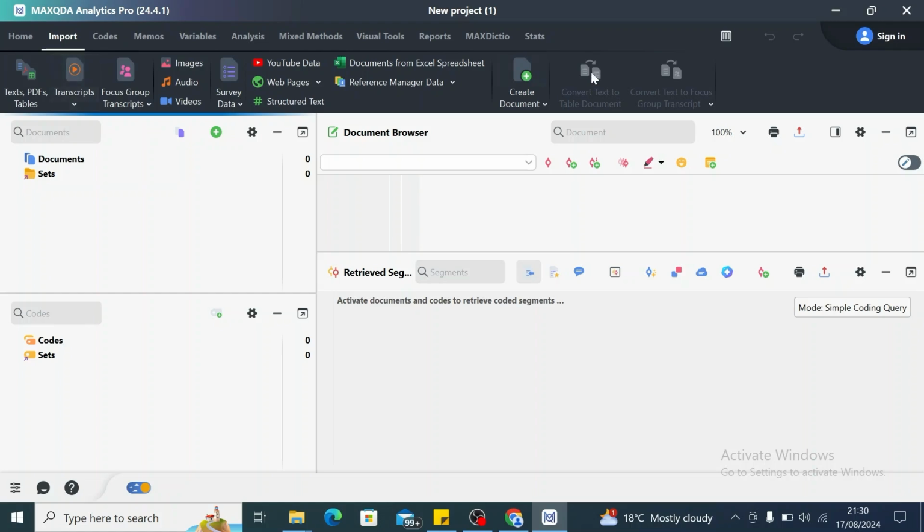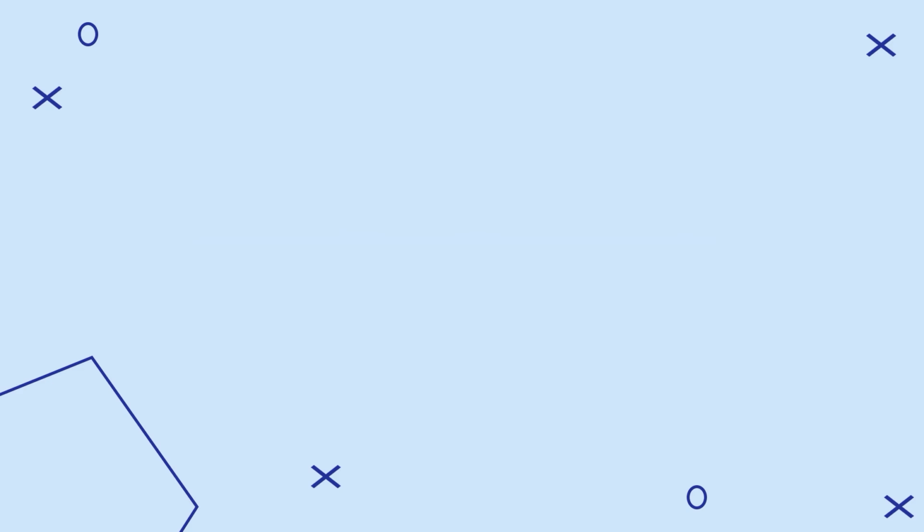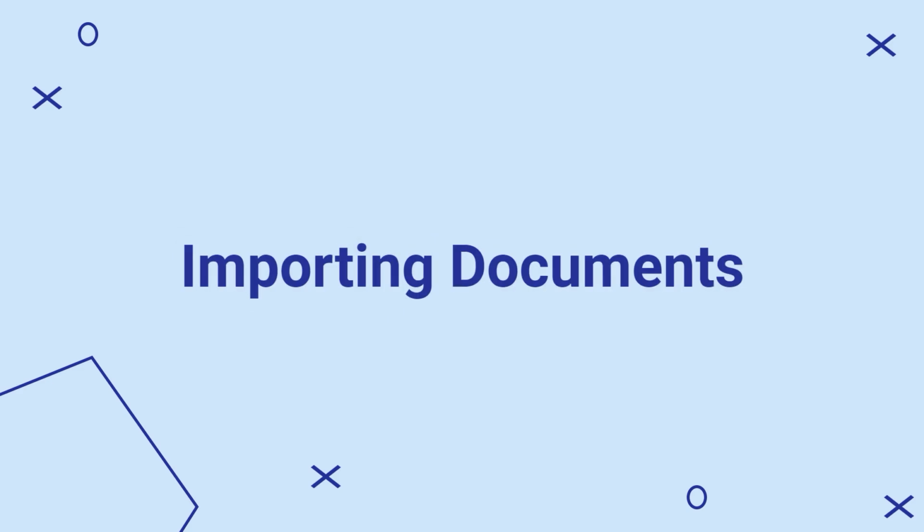Then we have the second menu here with text, PDFs, transcripts, import. Then on my left, we have document sets, code sets. Basically, this will be a beginner lesson on how to get codes and combine codes to form themes. The first thing you can do is import documents.